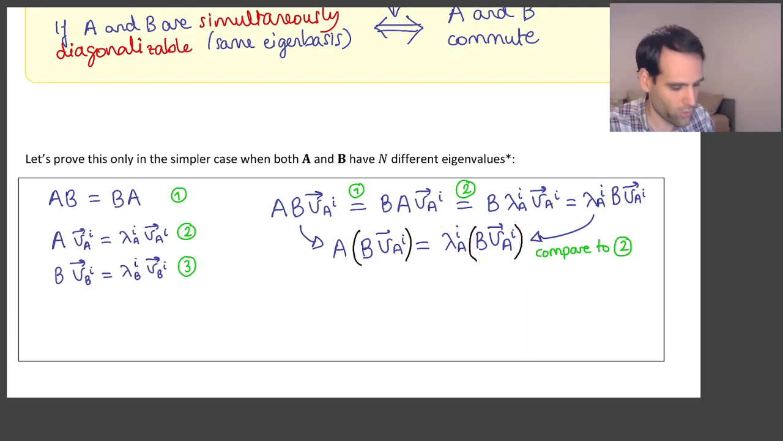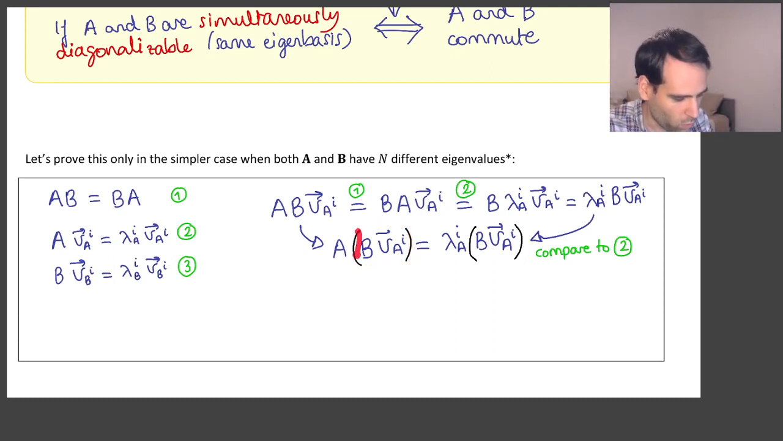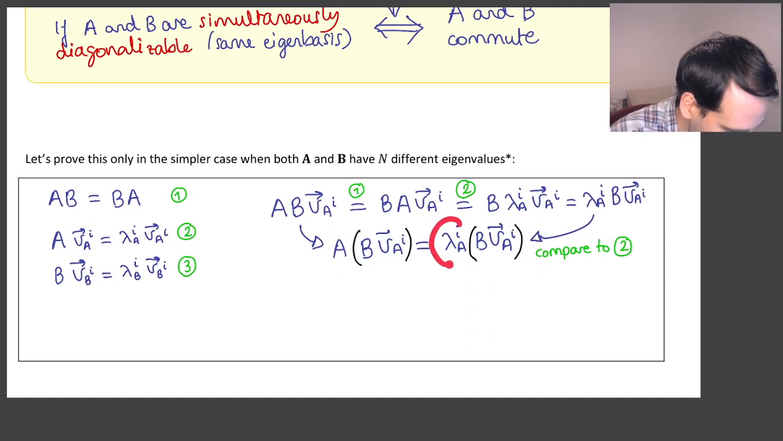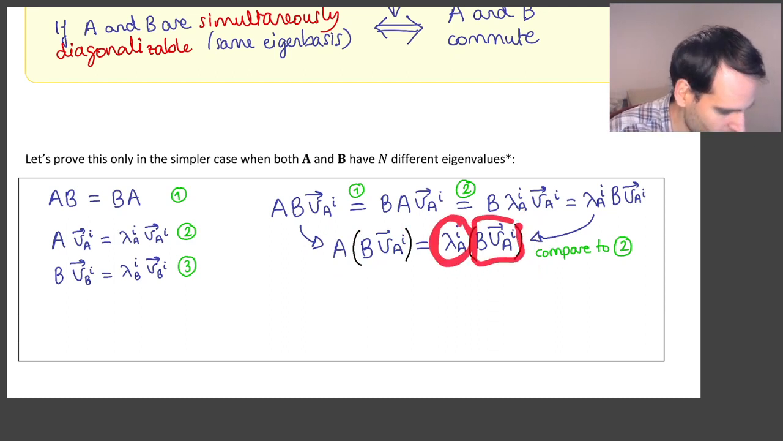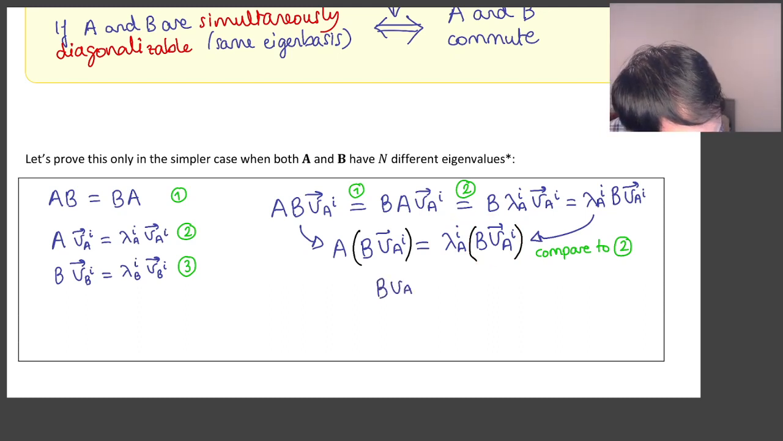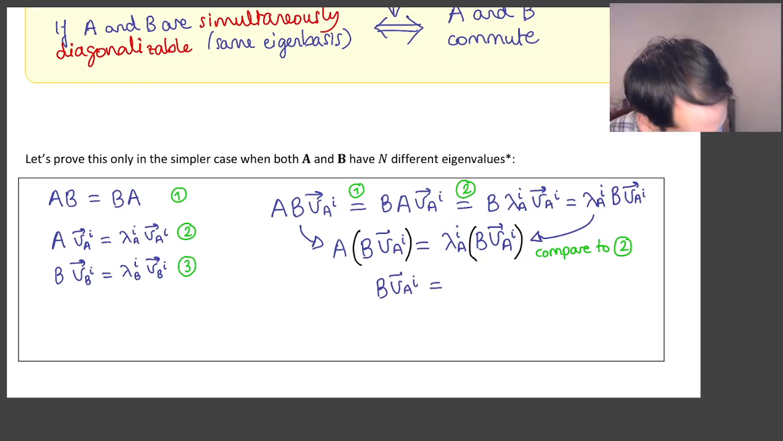So what do you conclude? You conclude that B times the eigenvector of A is also an eigenvector of A, because this is the definition of an eigenvector. And since the eigenvalue is the ith eigenvalue, we know that the eigenvector must be the ith eigenvector. So B times the eigenvector of A is the same eigenvector of A, but perhaps scaled by some amount, mu times the eigenvector of A.